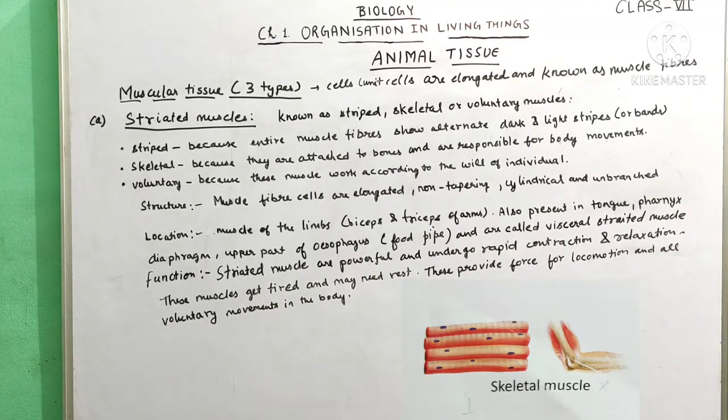Okay, the location where it is present in the animal body: it is present in the limbs, that is the biceps and triceps of the arm, and also in the tongue, pharynx, diaphragm and upper part of the esophagus, that is the food pipe, and these are known as visceral striated muscles. You have heard of postmortem, and in those news reports you have heard of viscera. What is viscera? These are the vital organs present in the internal body structure of animals.